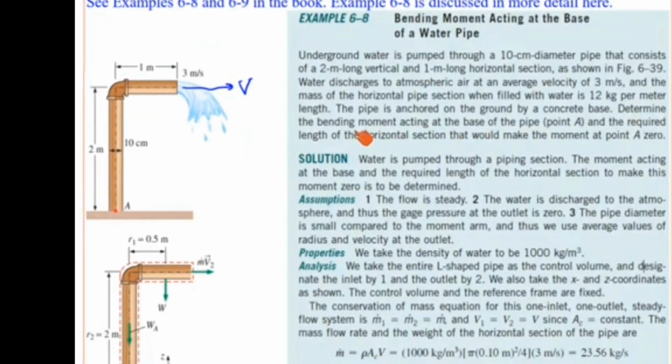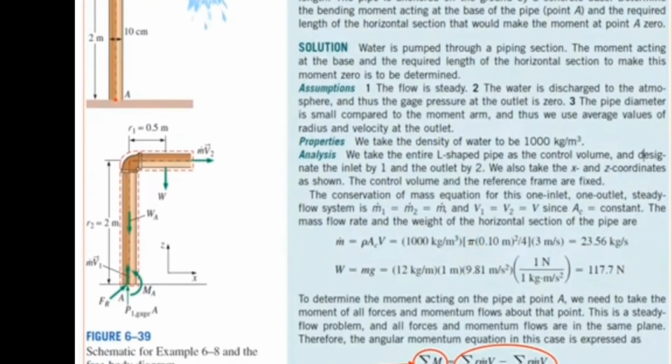Let's do one simple example. This is example 6a. We have water coming from underground through a pipe, an elbow and an extension, and the flow comes out horizontally. We give some dimensions and weight. This pipe is anchored to this concrete base. We want to calculate the bending moment acting at the base of the pipe, which is point A. Here are our assumptions. Approximation: the flow is steady.